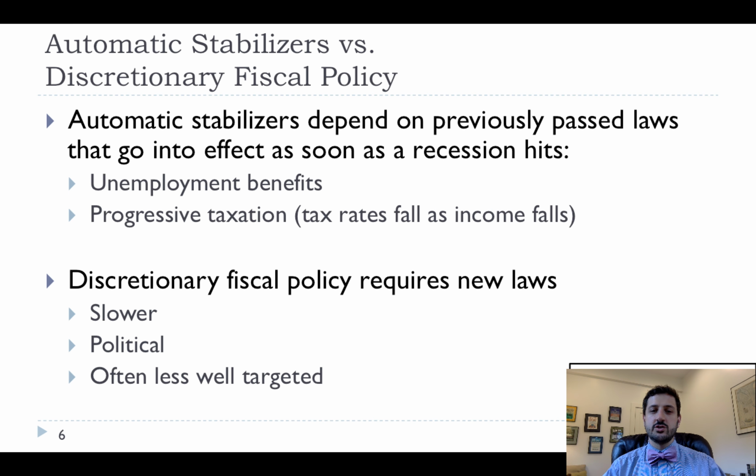The problem with discretionary fiscal policy is that it's slower, right? Congress and the president have to agree on some policy, or state governments and governors. It's political, so it means that you have to make compromises about where the spending should happen, whether it should be spending or tax cuts. And that often means that it's less well targeted than the automatic stabilizers.